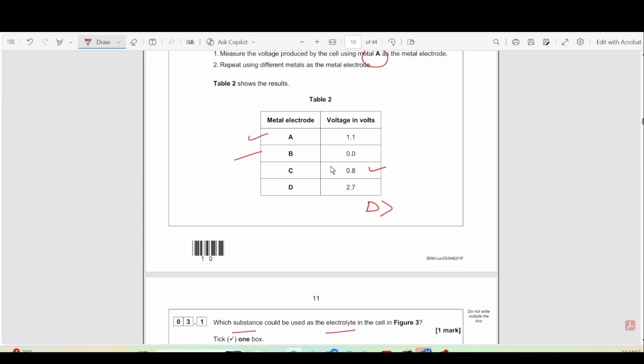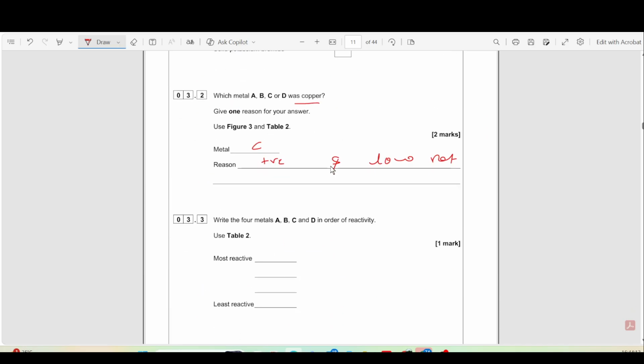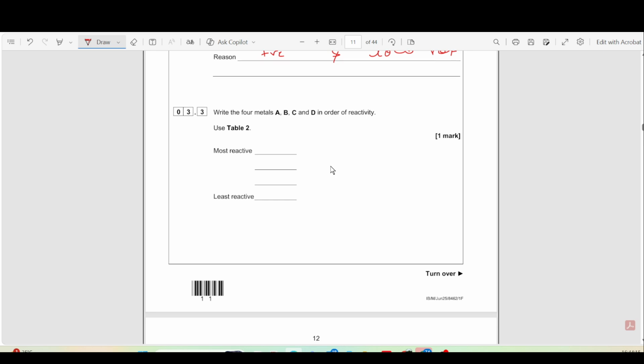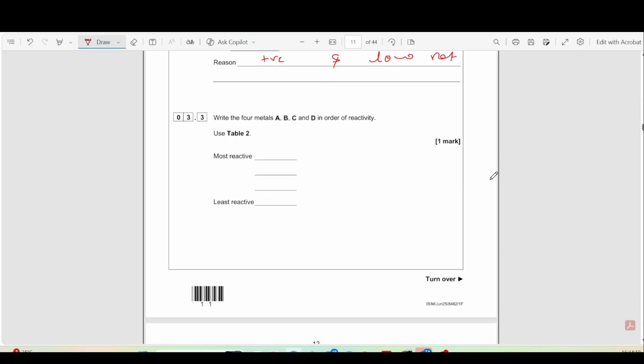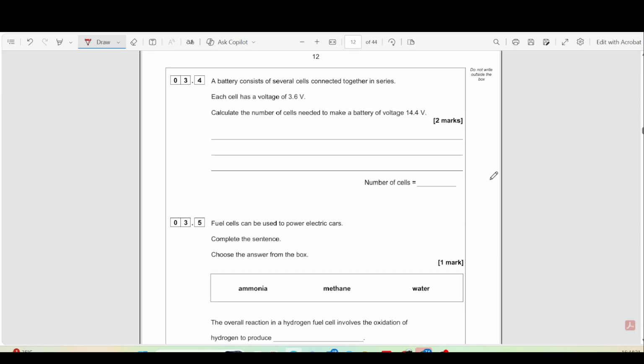Then the second one is A, then the third one is C, and B is the least reactive. The least reactive metal is the one that produces the lowest or negative voltage. So the most reactive is D, then A, then C, and then B. Okay, next one.